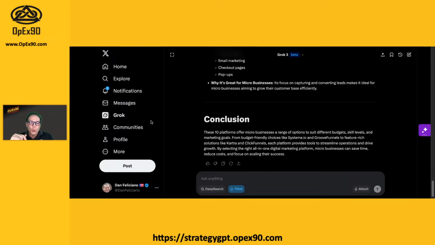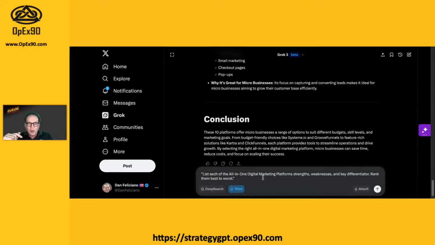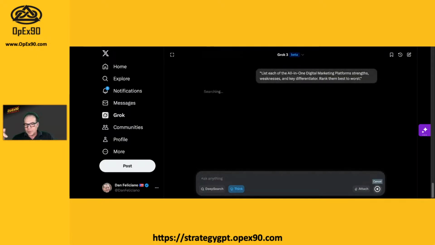We're always critically thinking about stuff. So I'm going to go into Grok, which you can still see, folks. Let me make sure you can still see Grok. Yep, you can still see Grok. Great. We're going to go into Grok here. And what we're asking is to list each of these platforms' strengths, weaknesses, key differentiator, and rank them from best to worst. We're just going to have it run real quick.